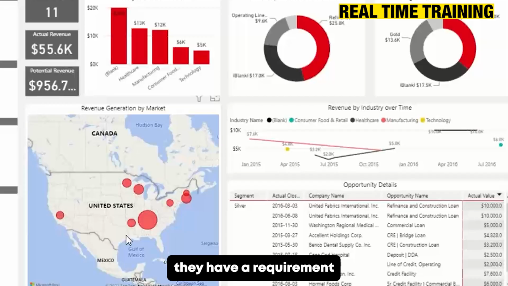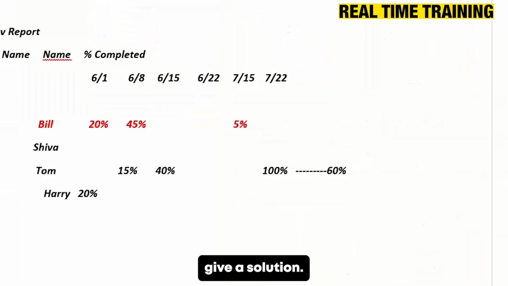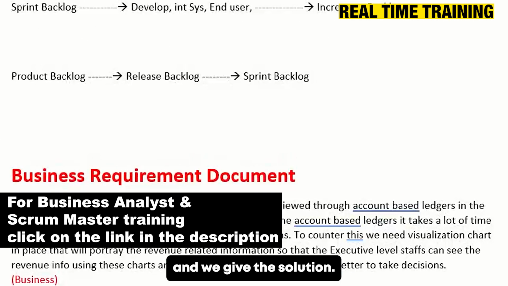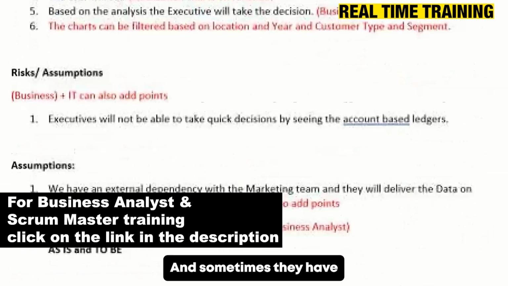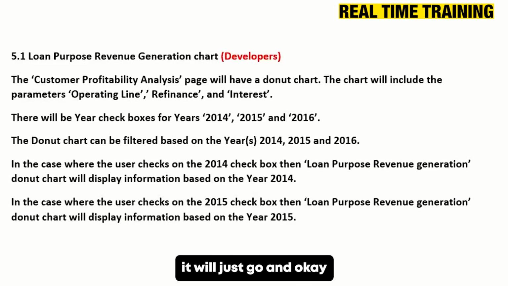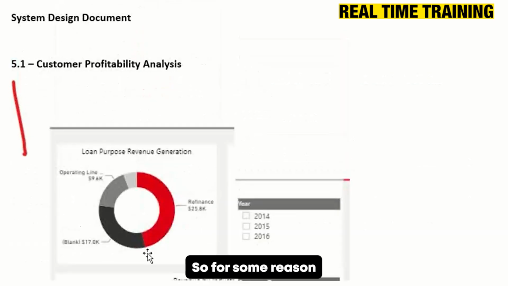Generally, they have a requirement, and IT will give a solution. That's how it works. We document the requirement and we give the solution. Sometimes they have some comments on the solution. So if for some reason you don't want a donut chart and you want a pie chart, we'll take it into account.